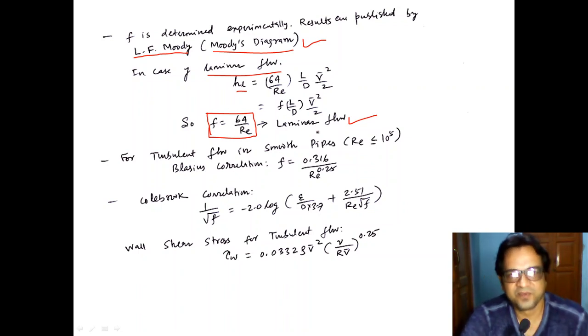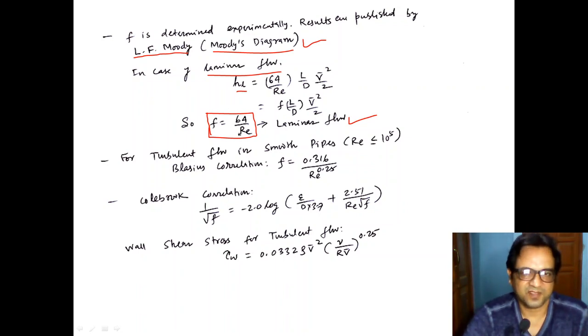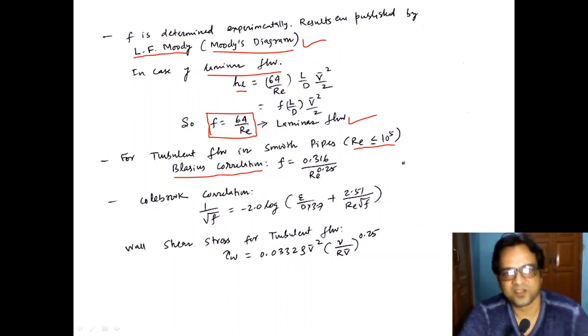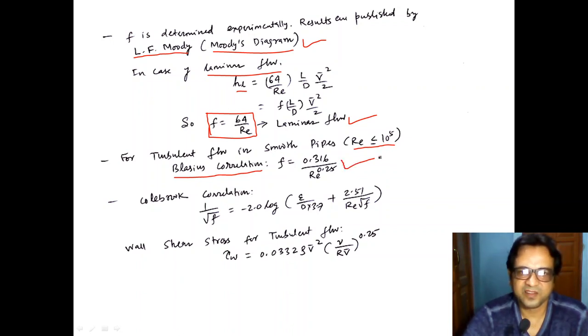For laminar flow we can use this simple formula, but for turbulent flow, to get the value of the friction factor, either we have to use Moody's diagram or there are many empirical correlations, like the Blasius correlation. This is valid for Re less than or equal to 10 to the power 5 for smooth pipes basically, so there is no effect of surface roughness epsilon. For smooth pipes we can use F equal to 0.316 divided by Re to the power 0.25.